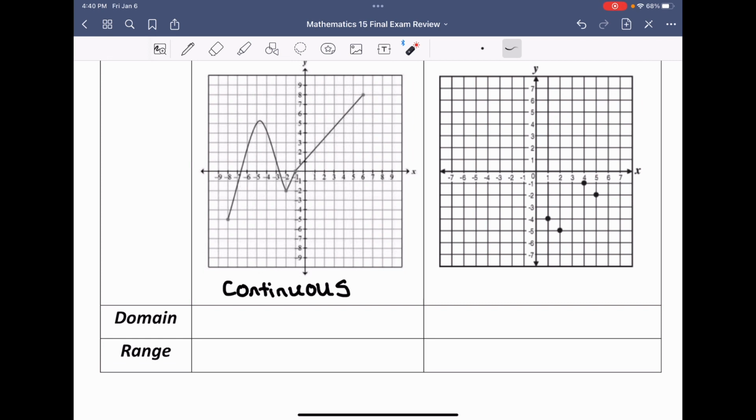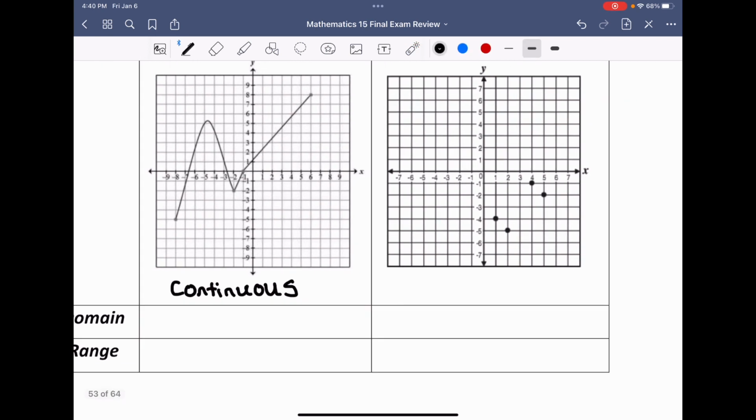Whereas the other one, we definitely know this is discrete. It's discrete because there is no line connecting them, first of all, and more importantly, there's one x value for every one y value. They're just plotted points in the Cartesian plane. When they're plotted points like this with no connection, it is definitely discrete.